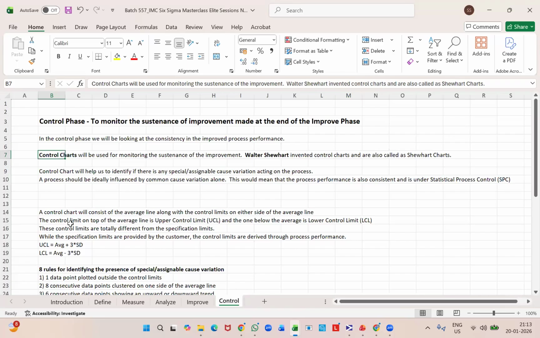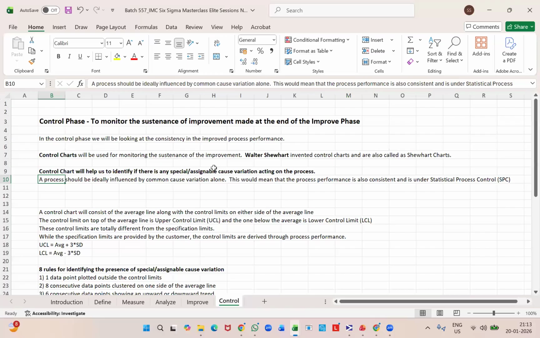So when we monitor a control chart, the primary objective is to identify the presence of special or assignable cause variation acting on the process. There can be a question on this, so let me just make this in bold font. They would have asked you, what is the purpose of monitoring a control chart? So we need to pick the option.